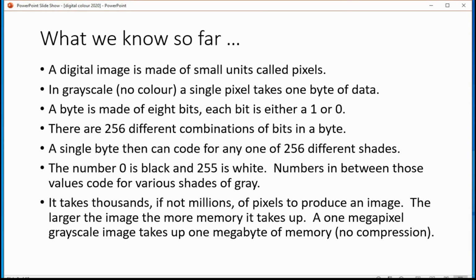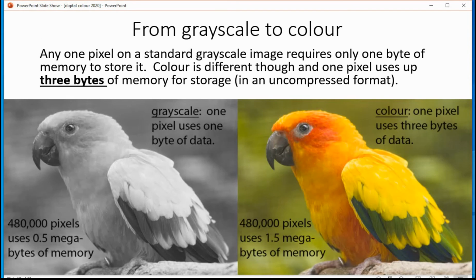The larger the image, the more memory it takes up. A 1 megapixel grayscale image takes up 1 megabyte of memory with no compression. We can go from grayscale and start talking about color. The difference is that a grayscale image, using the byte as the base storage of data, needs 1 byte, while color requires 3 bytes of memory instead of 1.